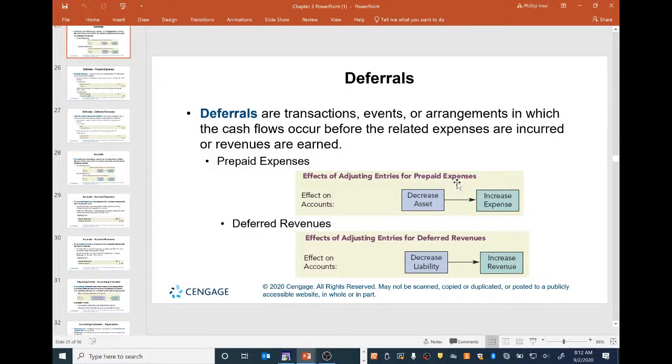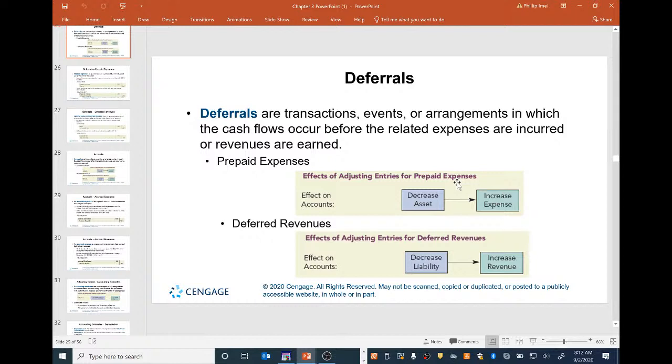Okay, next, deferred revenues. The effects of adjusting entries for deferred revenues. First of all, let's talk about deferred revenues. What are they again? They're revenues that you can't recognize yet. Right. It's really a liability. It's an instance where you paid me in advance for something that I'm going to do for you in the future. So in my situation, I'm going to take your money, but I have to defer that. I've incurred a liability.